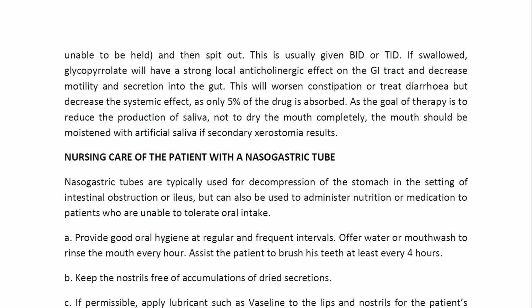Glycopyrrolate will have a strong local anticholinergic effect on the GI tract and decrease motility and secretion into the gut. This will worsen constipation or treat diarrhea, but decrease the systemic effect as only 5% of the drug is absorbed. As the goal of therapy is to reduce the production of saliva, not to dry the mouth completely, the mouth should be moistened with artificial saliva if secondary xerostomia results.